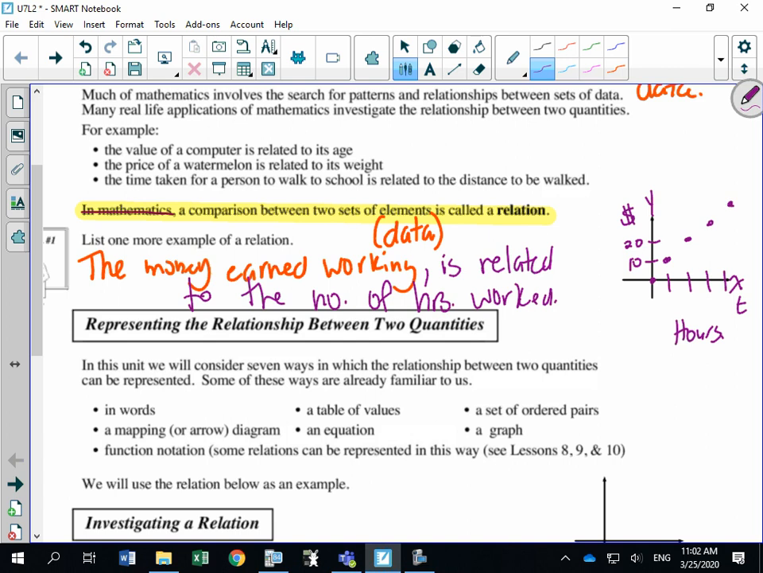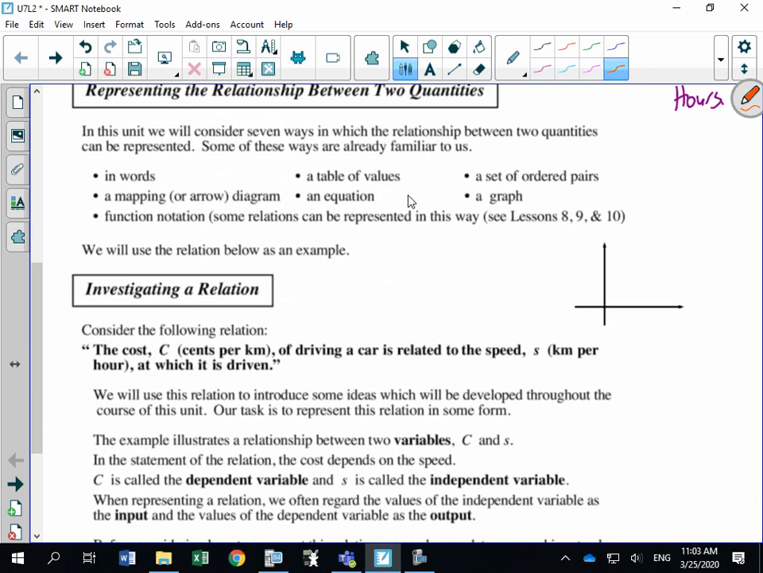And in the last lesson, we discussed, does it make sense to join the dots? So with hours, does a value exist between 1 hour and 2 hours? So can you work, for example, 1.5 hours and get paid $15? The answer is yes. So if data exists in between points, we will connect the dots, and that's called continuous data. Okay?